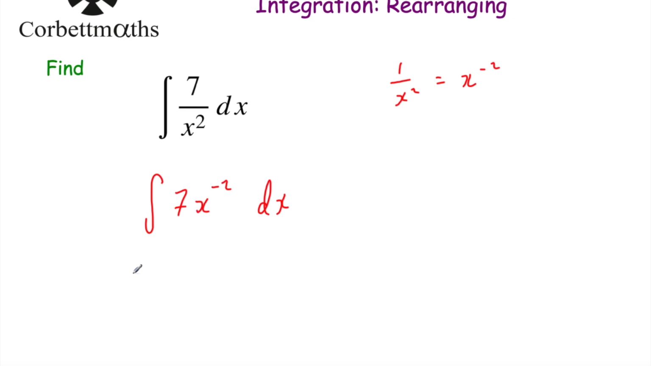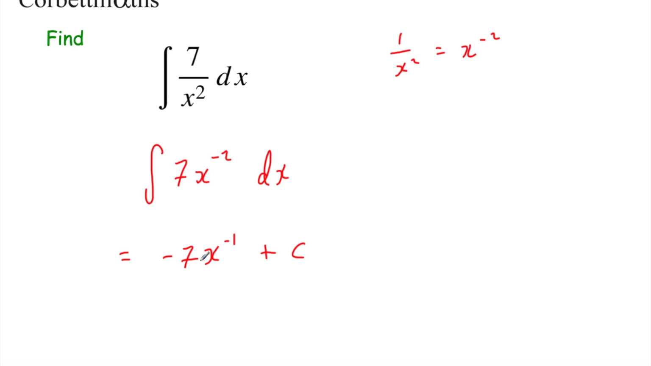Now we just need to integrate this. So we're going to increase the power of x by 1. So instead of being negative 2, it's now going to be negative 1, going back up 1. And then we're going to divide by the new power. So we're going to take the 7 and divide it by negative 1. And 7 divided by negative 1 will be negative 7. And then we need our plus c, our constant of integration. And that's it. So our answer would be negative 7 x to the power of negative 1 plus c.